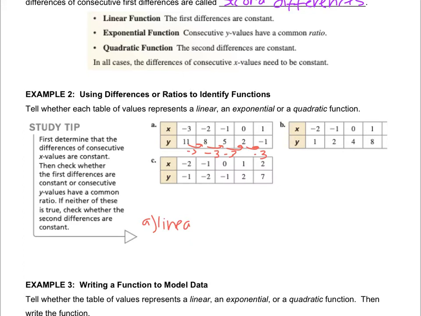Now let's look at letter B. In letter B, it's a constant multiplication by 2, right? Times 2, right? So you see the pattern would continue. So letter B is exponential. Letter C is probably quadratic because that's what we're looking at today.